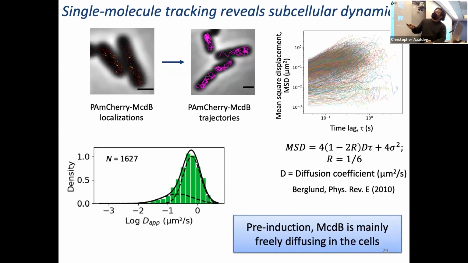And so when we take mCDB in our pre-induction conditions, we're able to take all our D values over all of these trajectories and plot them in log form. And so on the x-axis, we have the log of the apparent diffusion constant versus y, just being density. And so you see that we have a high enrichment of fast-moving molecules in our pre-induction conditions and a very slow fraction of slower-moving molecules.